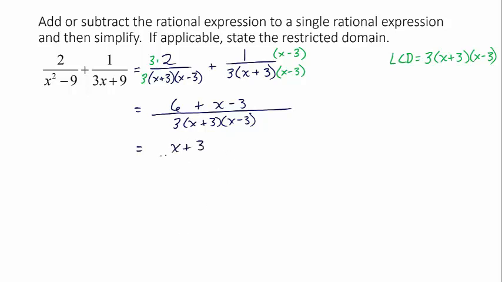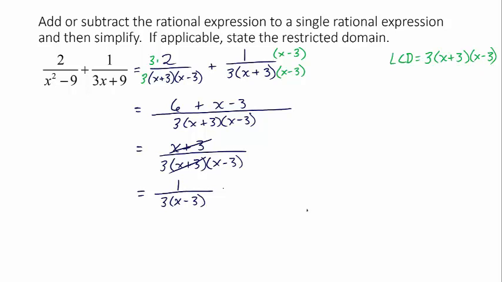So it looks like the 1 in the denominator, all over 3 times (x plus 3) times (x minus 3). Okay, and I notice that x plus 3 cancels, right? So my final reduced fraction is 1 over 3 times (x minus 3).